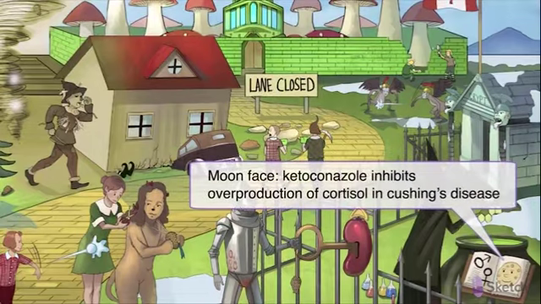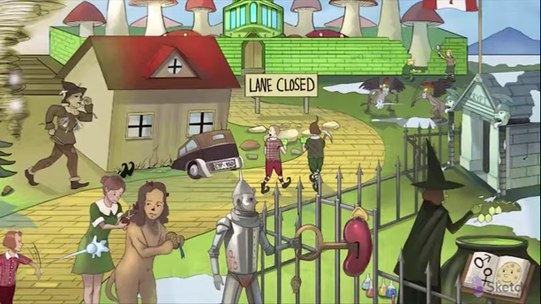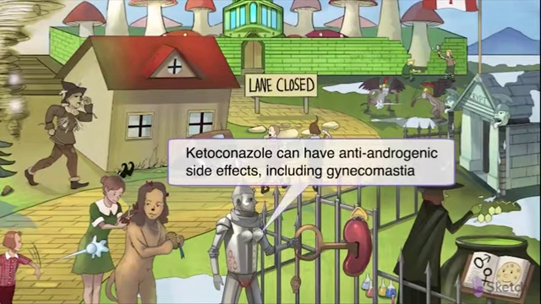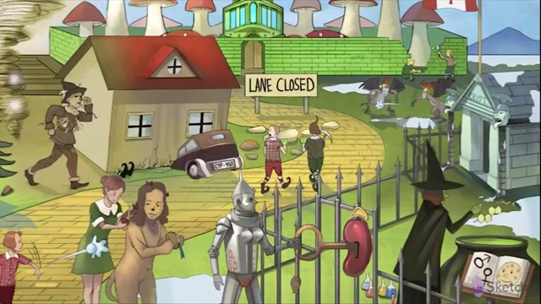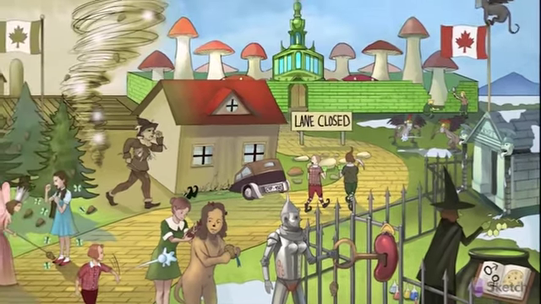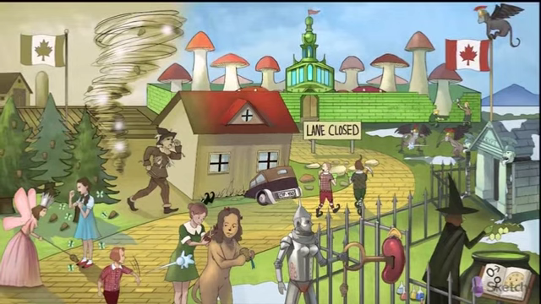Also, the moon face should evoke an image of the moon facies that can occur in Cushing's disease, when ketoconazole can be used to help curb an otherwise overproduction of adrenal cortisol. So remember that ketoconazole puts a lock on steroid synthesis. And put it on that list of drugs that causes anti-androgenic side effects, such as gynecomastia. All right, let's sum up this sketch. Remember that the Emerald City is composed of ergosterol. Azoles work by inhibiting ergosterol synthesis from lanosterol.